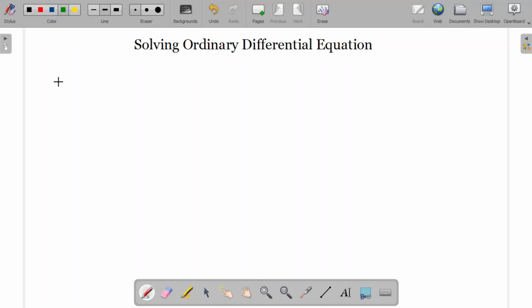Hello students. In the previous session, we were discussing different methods for solving ordinary differential equations. And the first method we learned was Euler's method.